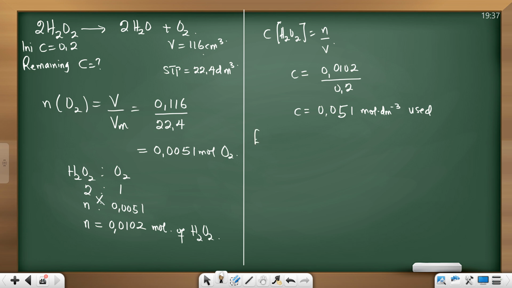Now remaining, which is excess. Original was what? 0.2. Give me an answer to this one now. This is our final answer. Should be 0.196. Stop lying. It's 0.149, yeah. Which is what? 0.15.